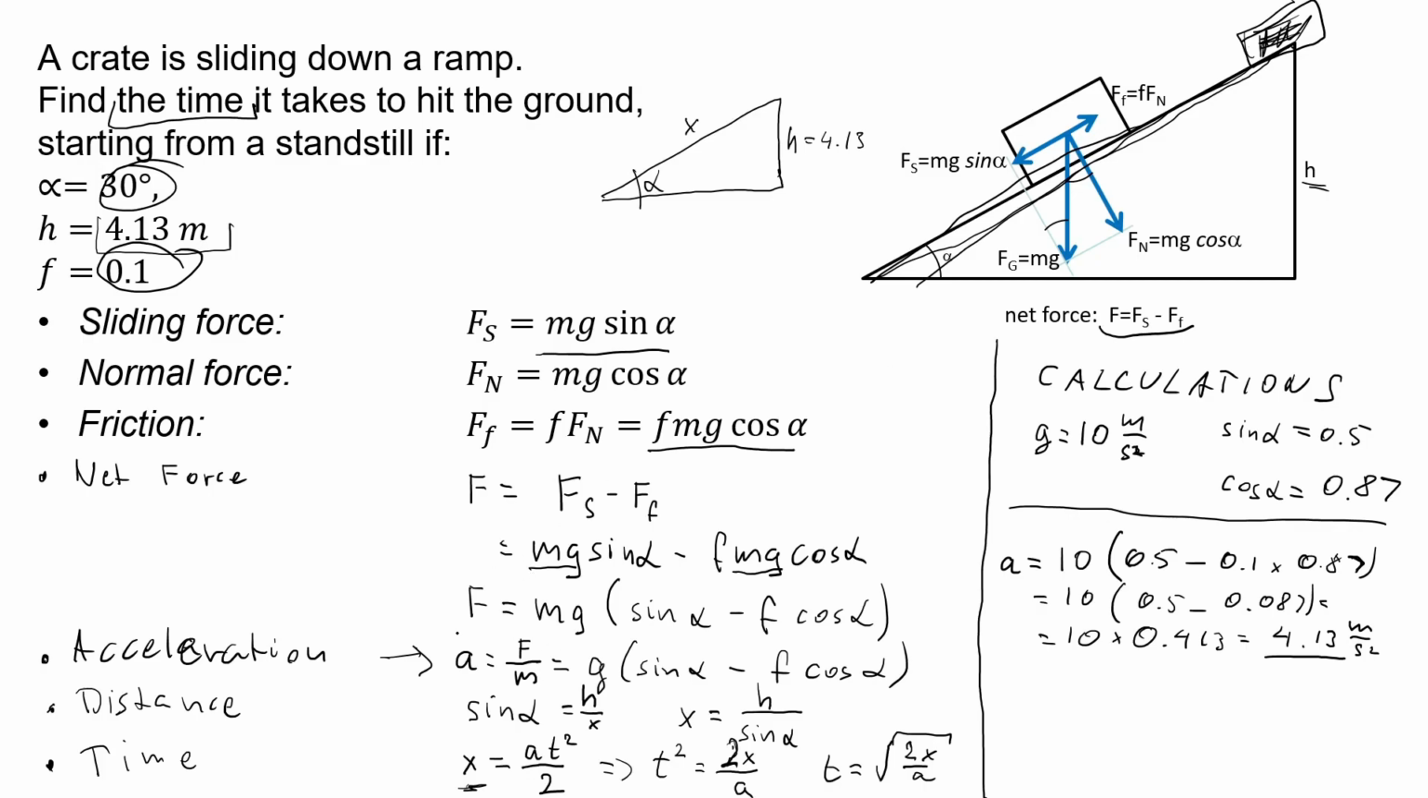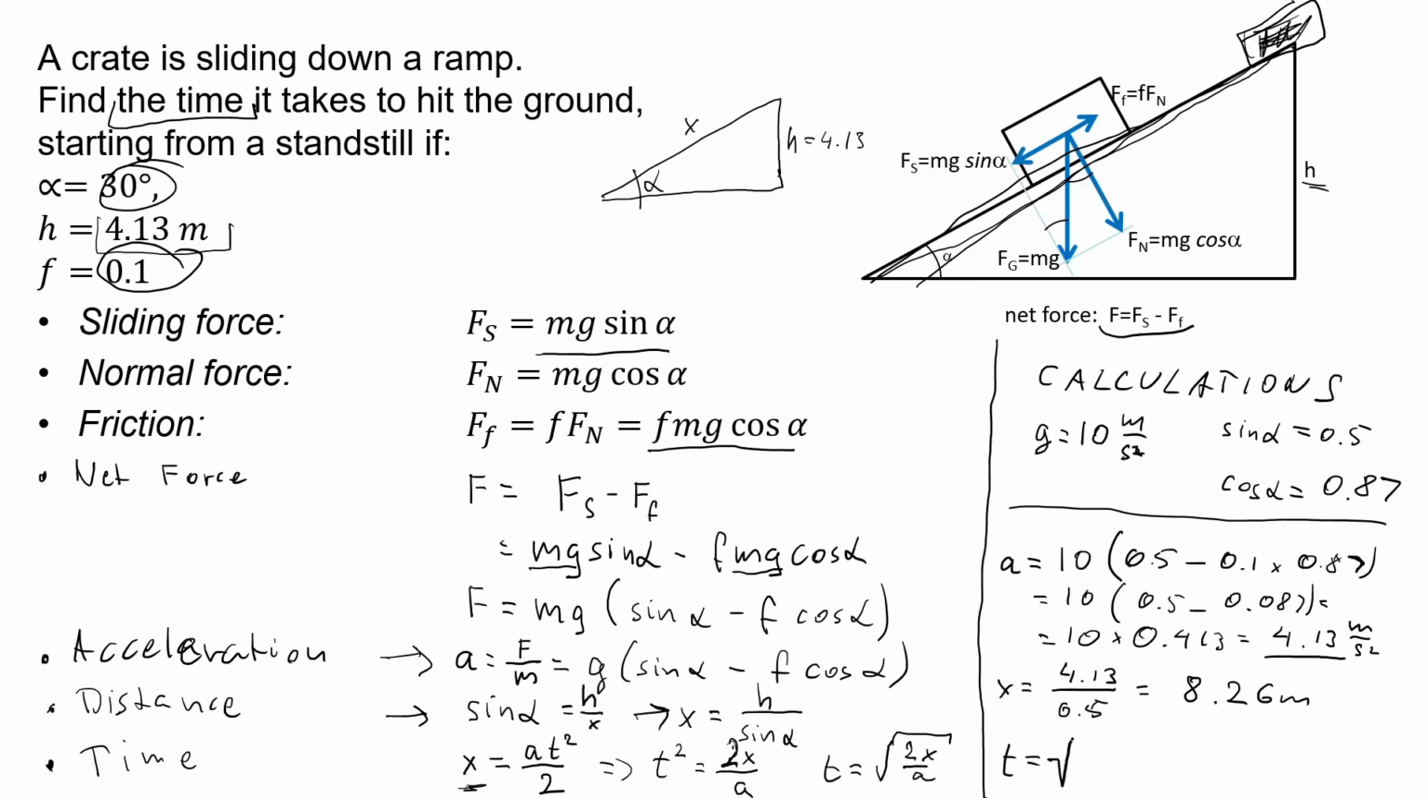Next thing is the distance. Distance is actually this formula for x, not for sine alpha. x equals h over sine alpha. h is 4.13 meters, 4.13 divided by sine alpha. Sine alpha is 0.5. Dividing by 0.5 is the same thing as multiplying by 2, so the distance traveled by our crate is 8.26 meters.